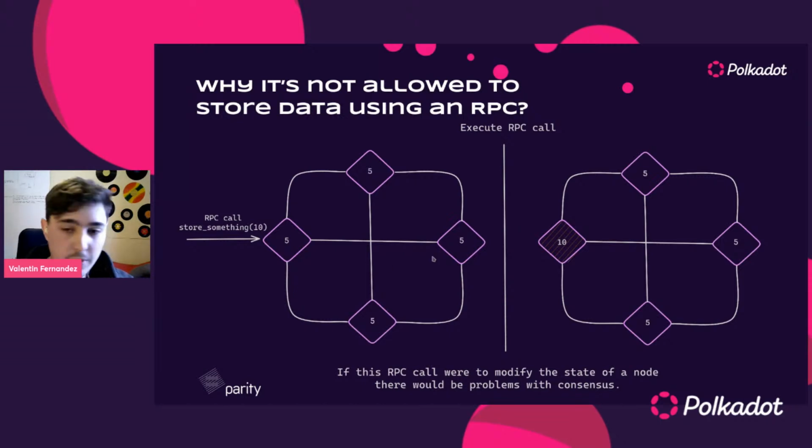And this is for the very simple reason that if this were to be changed, then this node would have 10 and the rest of the network would have 5 in this value, which would be a problem because this node would disagree with the rest of the network, saying, oh, I got the value 10 and everyone has 5, so they would think this node is lying. Therefore, there would be a problem with consensus with this node.